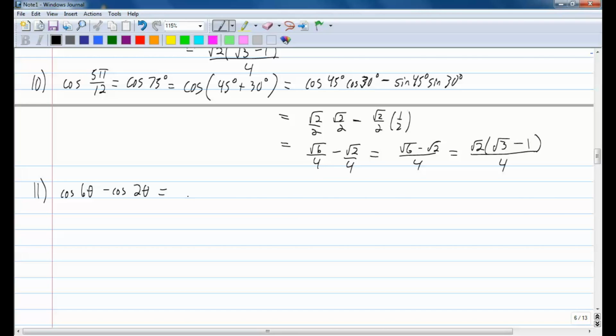Okay, and that's going to be -2 sine of alpha plus beta over 2. So 6 theta plus 2 theta, that's 8 theta over 2, which I'll come back and simplify in a second. And then times the sine of alpha minus beta over 2. So that's going to be 6 theta minus 2 theta. That's 4 theta over 2. So that's -2 sine of 4 theta times sine of 2 theta.